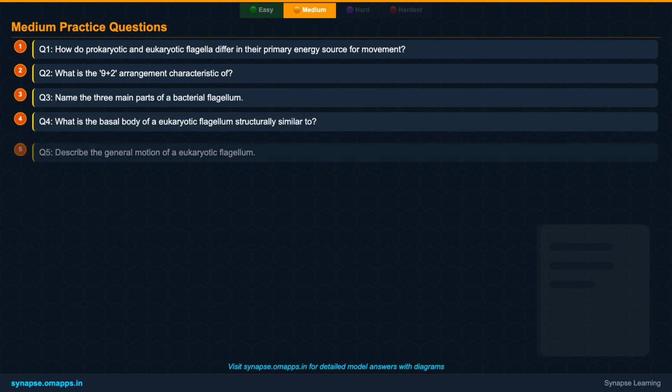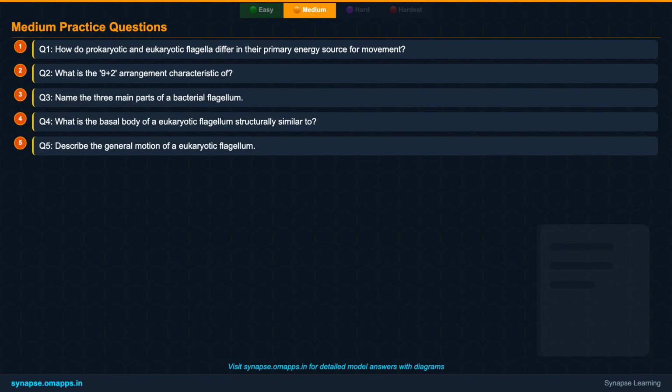Alright, let's check your grasp of the medium-level concepts. Here are 5 questions for you. Question 1. How do prokaryotic and eukaryotic flagella differ in their primary energy source for movement? Question 2. What is the 9+2 arrangement characteristic of? Question 3. Name the 3 main parts of a bacterial flagellum. Question 4. What is the basal body of a eukaryotic flagellum structurally similar to? And question 5. Describe the general motion of a eukaryotic flagellum. Take your time to answer.